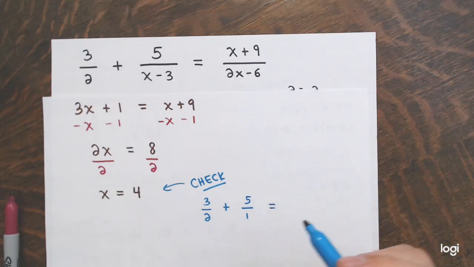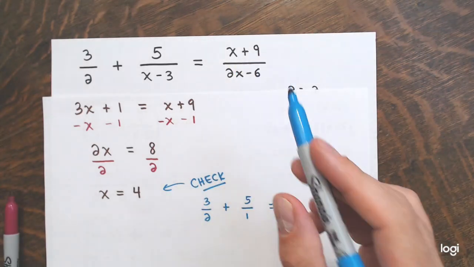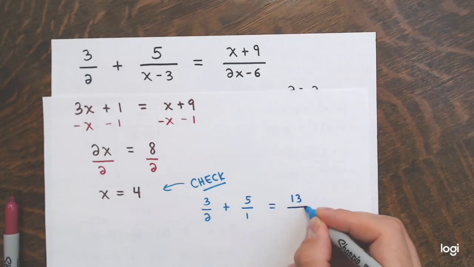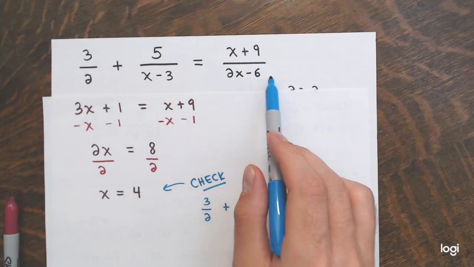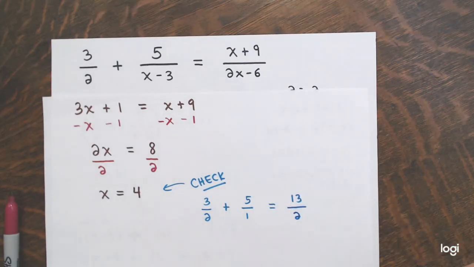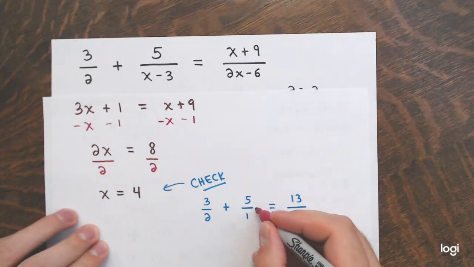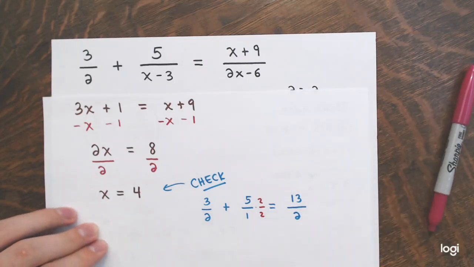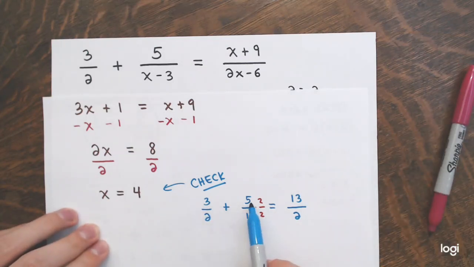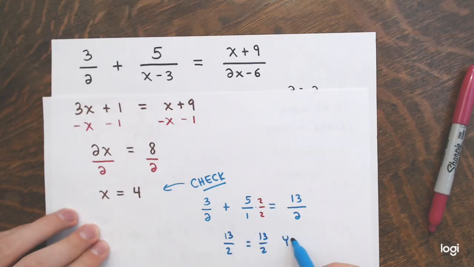Then on the other side, x is 4, so 4 plus 9 in the numerator, that's 13. And then 2 times 4 is 8, and then 8 minus 6 is 2, so you have 2 in the denominator. Then on the left side, the LCD would be 2. I'd multiply this fraction by 2 in the numerator, 2 in the denominator, to get the denominator of 2. And we have 3 plus 5 times 2. Well, 3 plus 10, that's 13 in the numerator, and then they have the common denominator of 2. So I get 13 halves equals 13 halves.